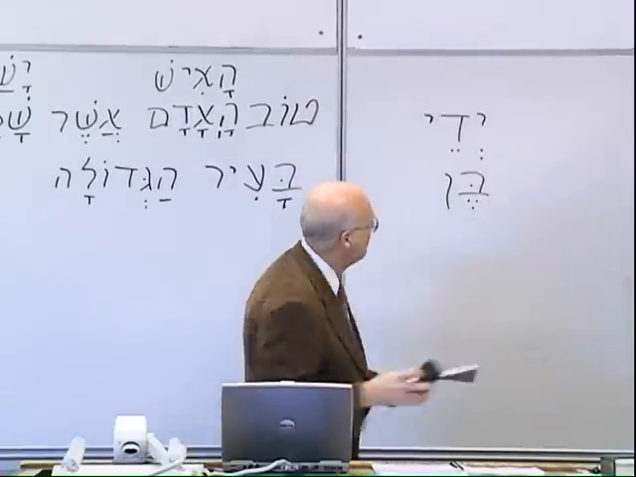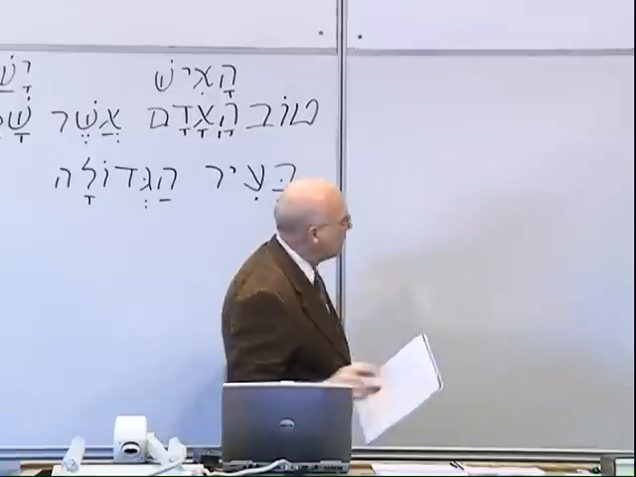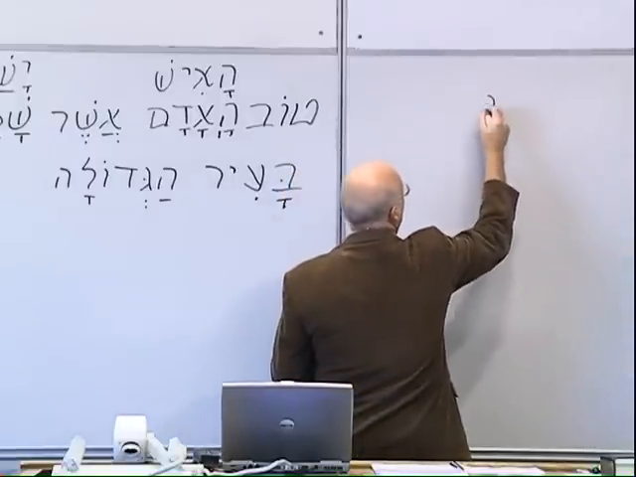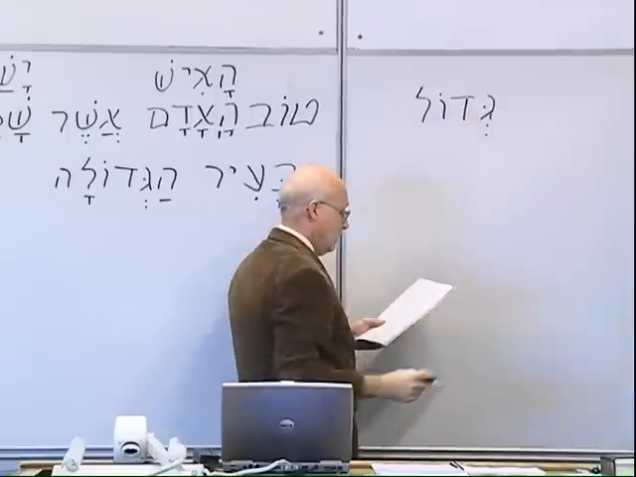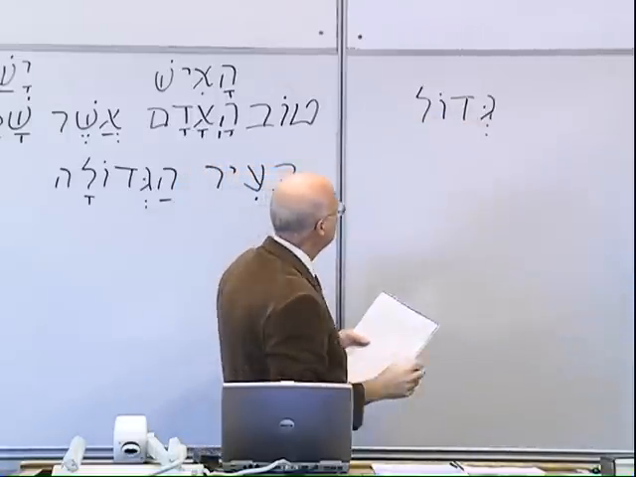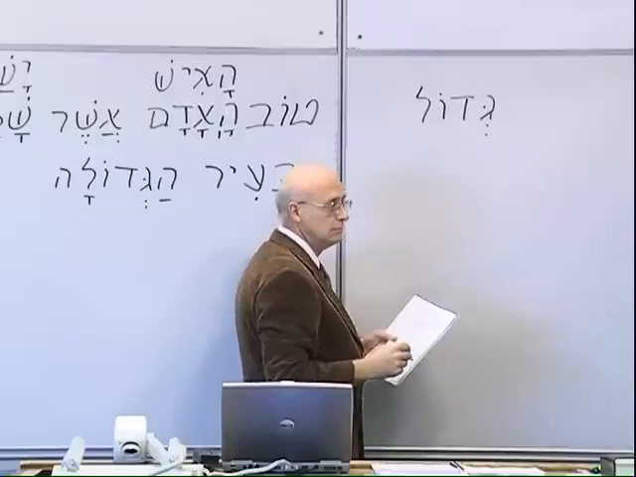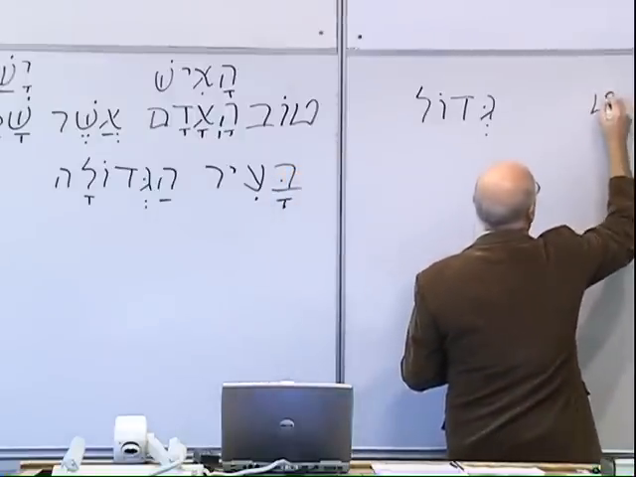Number 5, Jan? Gadol, gimel with the schwa. Okay, good. The gadol becomes gadol. All right? Number 6, Mike. Tov. There was no change. No change. Tov remains tov.